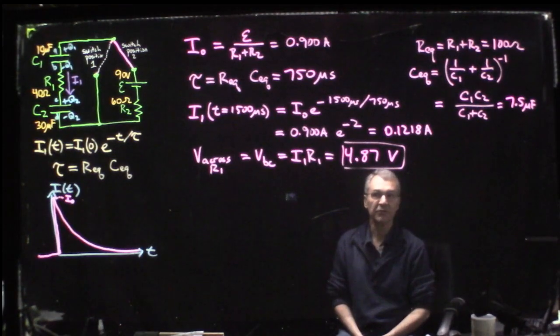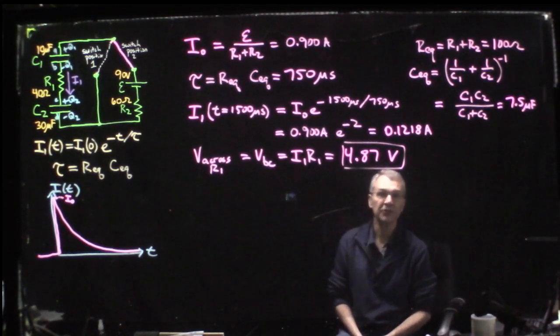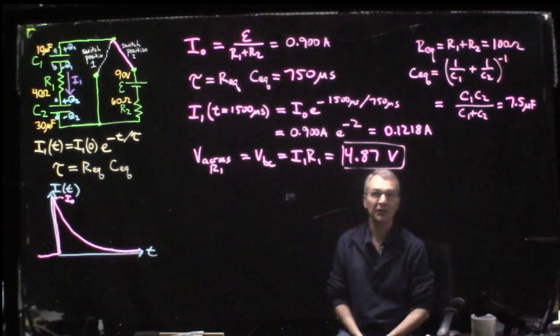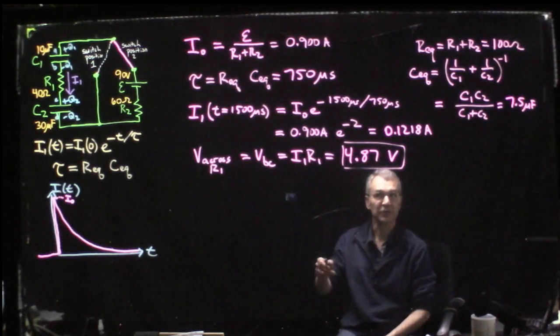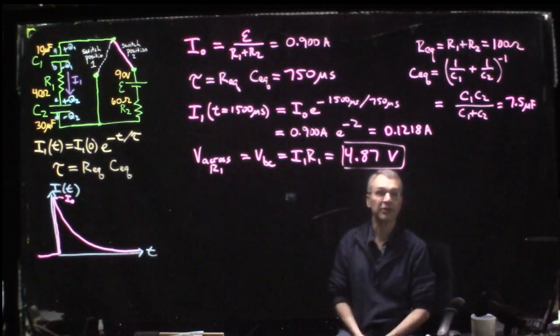Now in these RC circuit problems, the trickiest part is when you're asked about some intermediate time where you have to use the exponential function. But there are almost always questions about what happens immediately after you close the switch and what happens a very long time after you've closed or opened a switch.